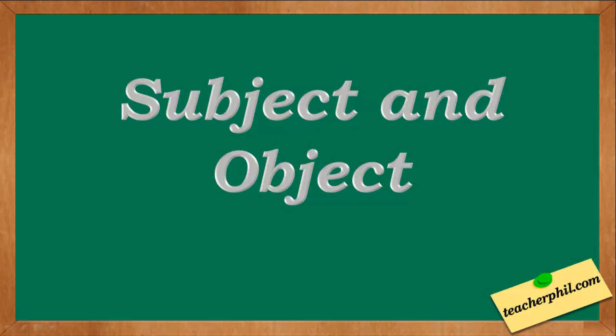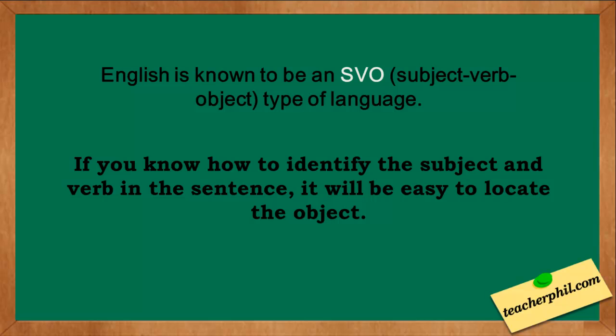Subject and object. English is known to be an SVO, or subject, verb, object type of language. So if you know how to identify the subject and verb in the sentence, it will be easy to locate the object.